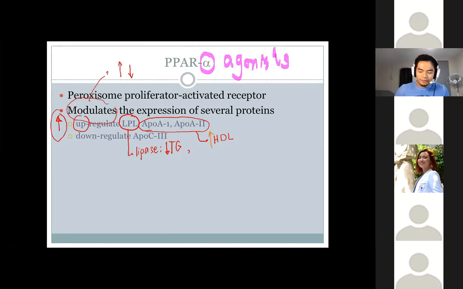Okay? And then finally, napapababa niya ang regulation ng ApoC3. Again, it can lower or it can downregulate ApoC3. Ang ApoC3 naman ay makikita sa LDL. Okay, makikita siya sa LDL. So you answer my question, taas o baba ang LDL?